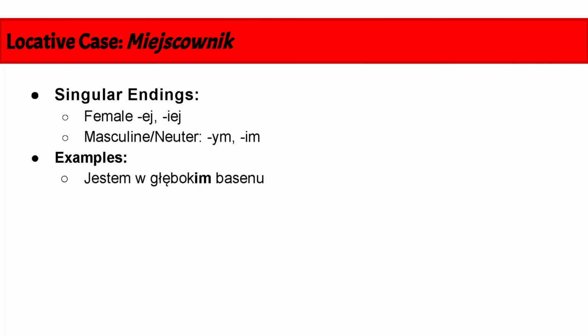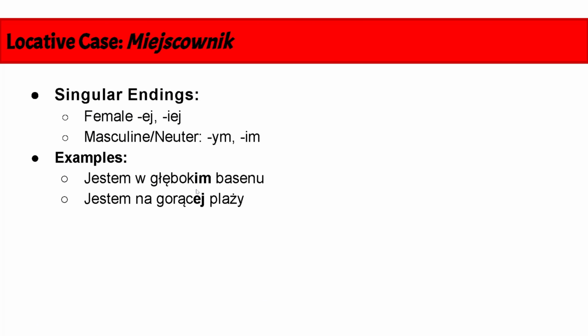Jestem w głębokim basenie. I'm in a deep pool. Basen is the noun that's being affected by miejscownik, basenie. That does not change because we've already changed it. I'll get to that in a moment. Jestem w głębokim basenie. Again, we're adding that ending, which would be in the masculine ym, because basen is masculine. So we get the masculine ending for głęboki, which would be głębokim. This was a misclick. I didn't mean to do that, but you got to see it anyway.